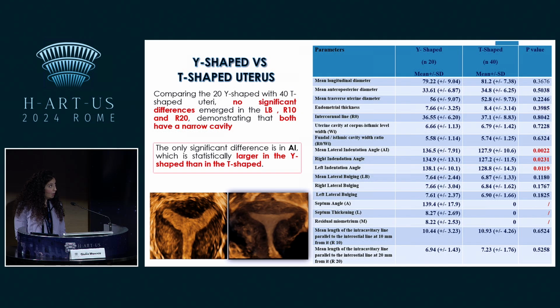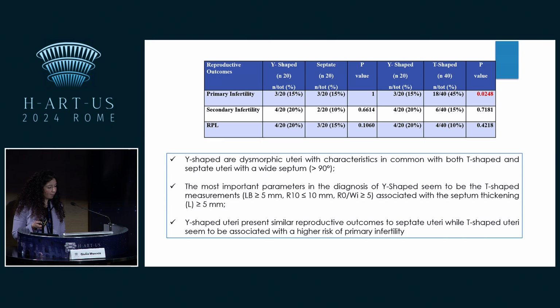Comparing instead 20 Y-shaped with 40 T-shaped, no significant differences emerged in the cavity measurements, demonstrating that both have a narrow cavity, and the only significant difference in our study group was in the indentation angle, that is statistically larger in the Y-shaped than in the T-shaped, and obviously for the septum measurements. Analyzing the reproductive outcomes in our study group, Y-shaped presents similar reproductive outcomes to septate, while T-shaped seems to be associated with a higher risk of primary infertility.